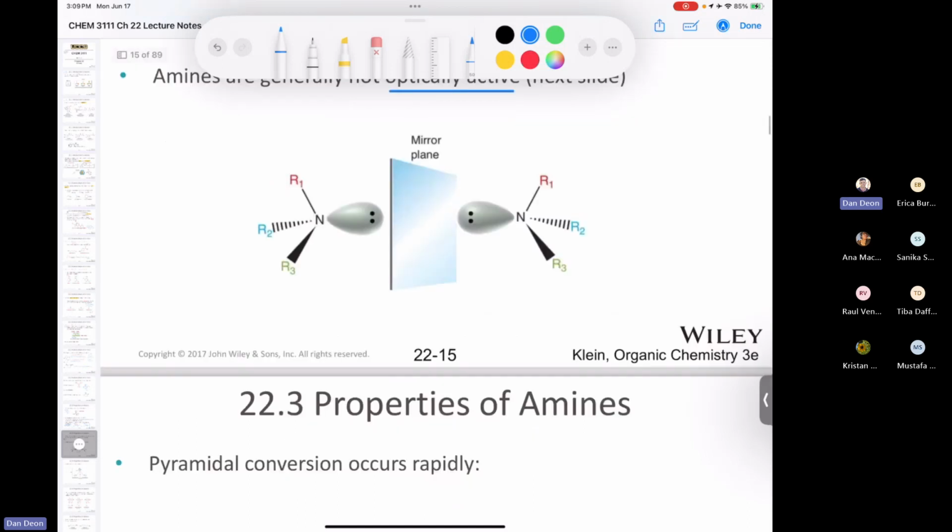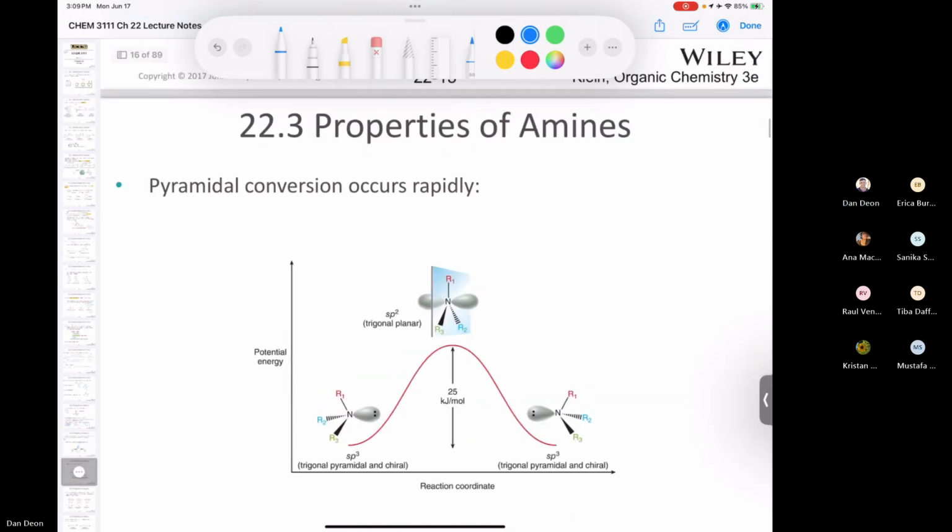Now, why would that be? So the rationale is this. It's actually because the trigonal pyramid inverts very rapidly, so it keeps going back and forth between the two. So technically, I guess it is chiral, but it doesn't rotate plane polarized light. So I think about it as being achiral, and that's just because it inverts very rapidly.